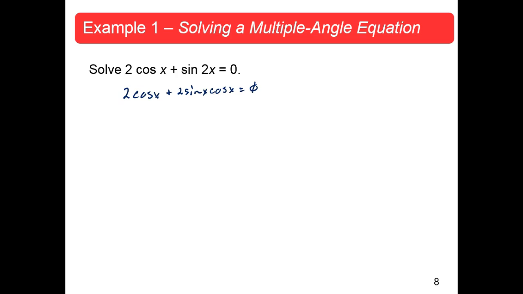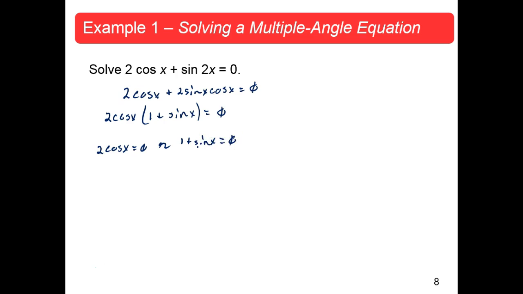Because what can you do? Factor out what? 2 cosine x? Is that what you said? 2 cosine x. And what have you got left? 1 plus sine x, and that's equal to 0. Now, they didn't put any limits on this one, so we're going to have to do all our possibilities here. So where do we begin? Set each of them equal to 0. So either 2 cosine x is equal to 0, or 1 plus sine x is equal to 0.